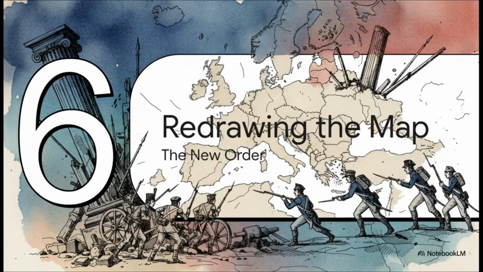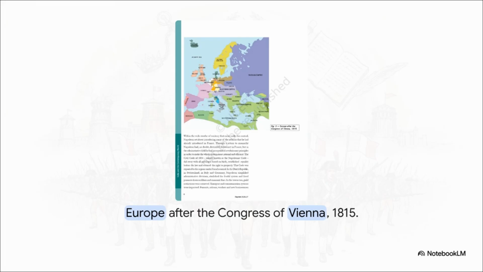Section 6. Redrawing the map. Ultimately, stretching the French military too thin, combined with all that fierce local resistance, caused Napoleon's empire to collapse, and that forced a massive geopolitical shift. This map illustrates the fallout perfectly.